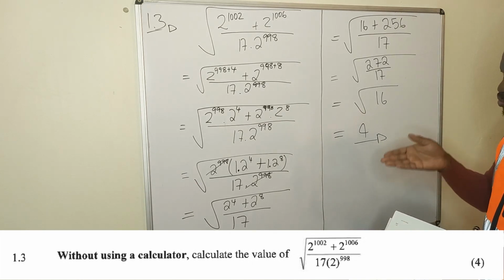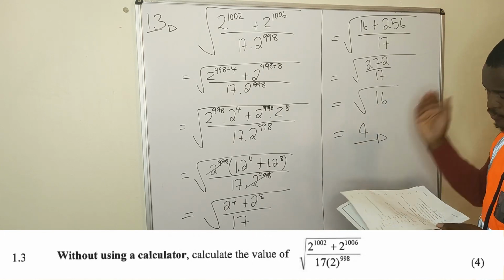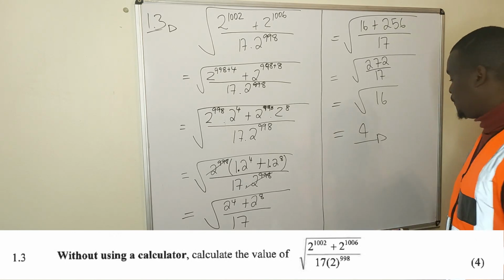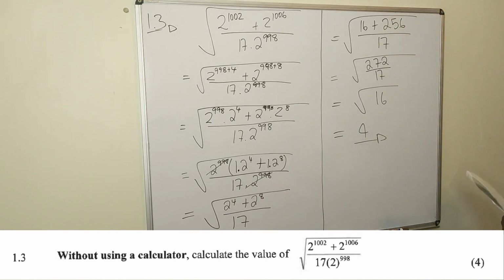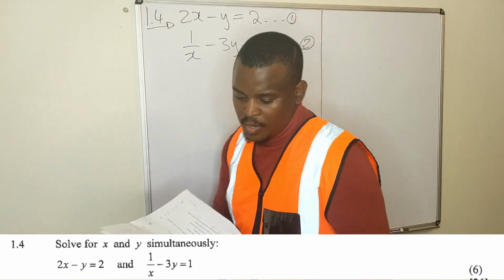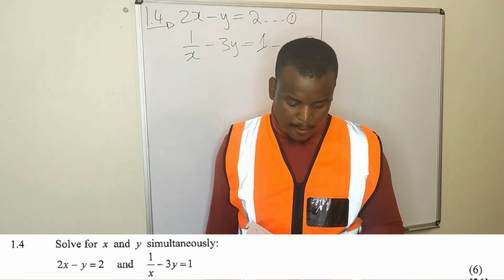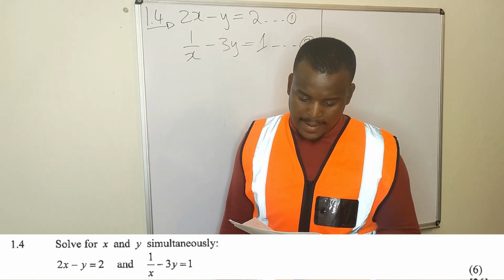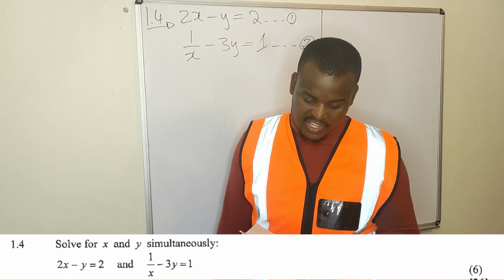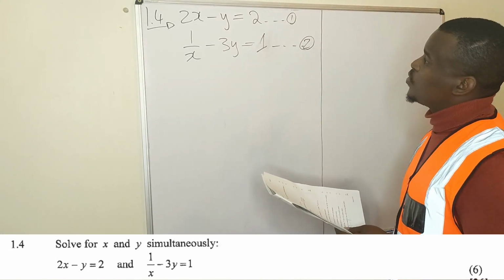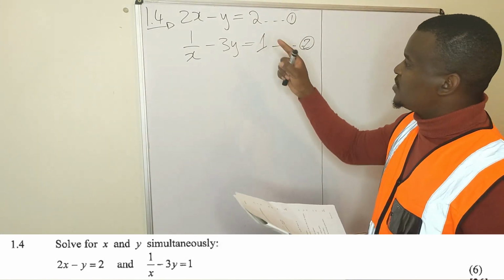So you just follow the rules. Follow the rules, follow the rules. And that's it. And then we go to 1.4, which is solve for x and y simultaneously. Okay, so now 1.4. Solve for x and y simultaneously from the equations below. So they want us to solve x and y simultaneously from these equations here.